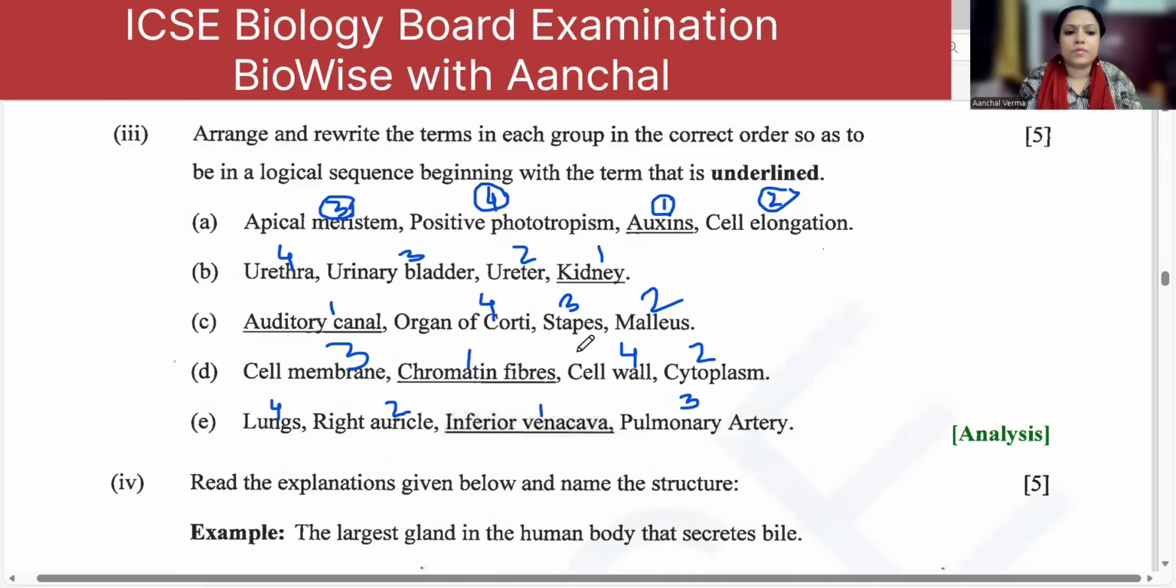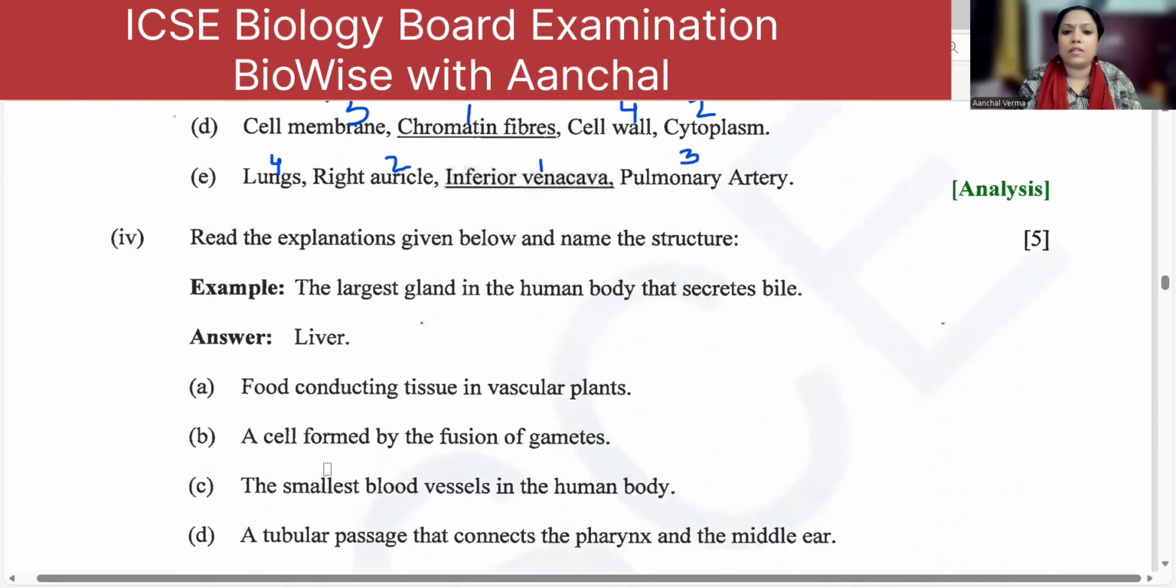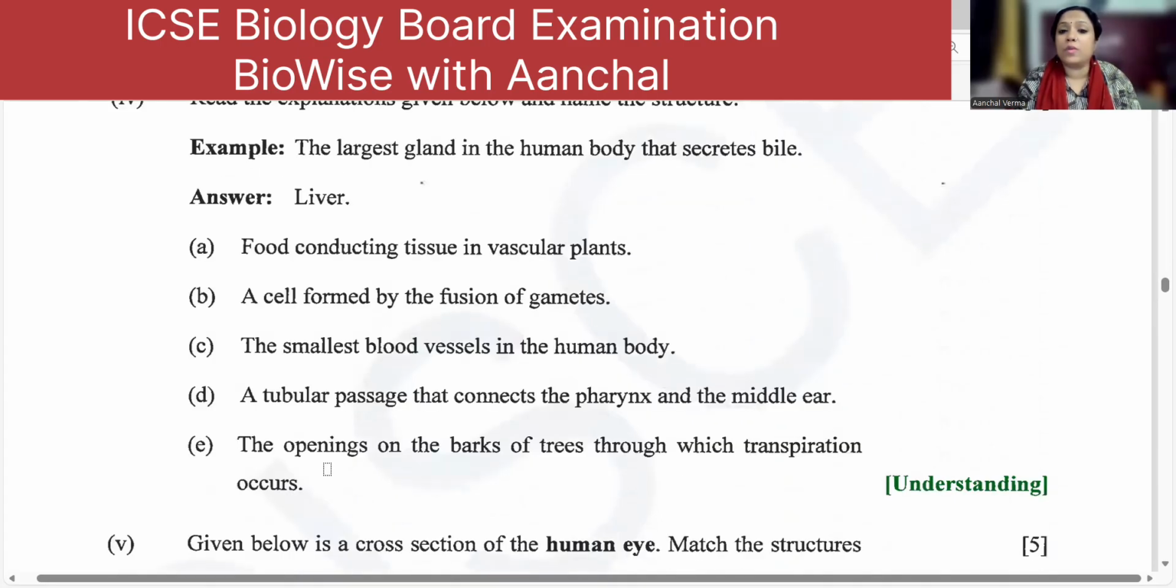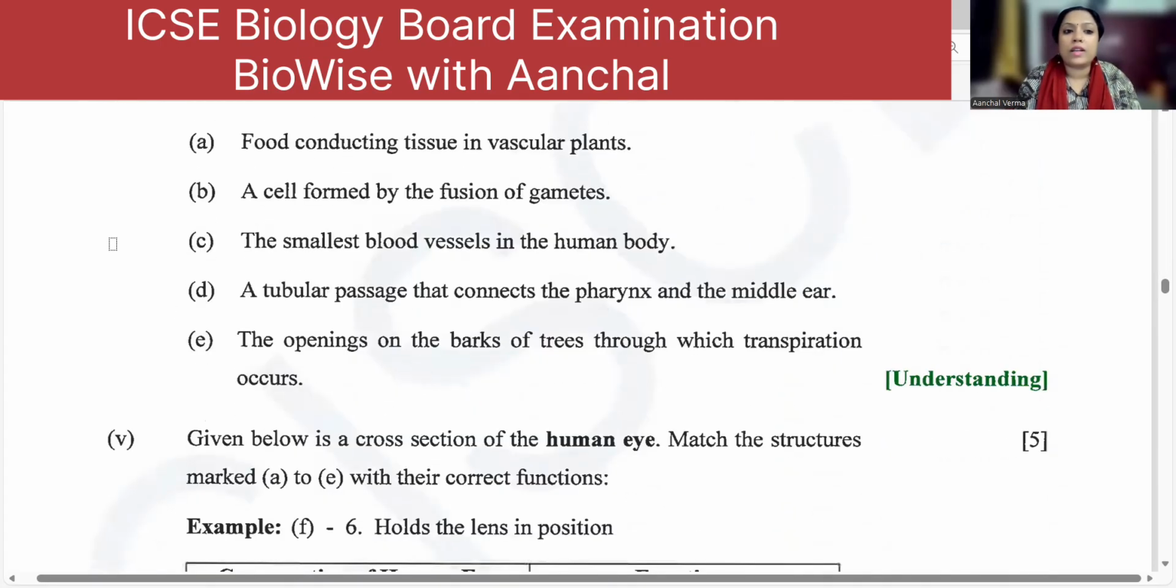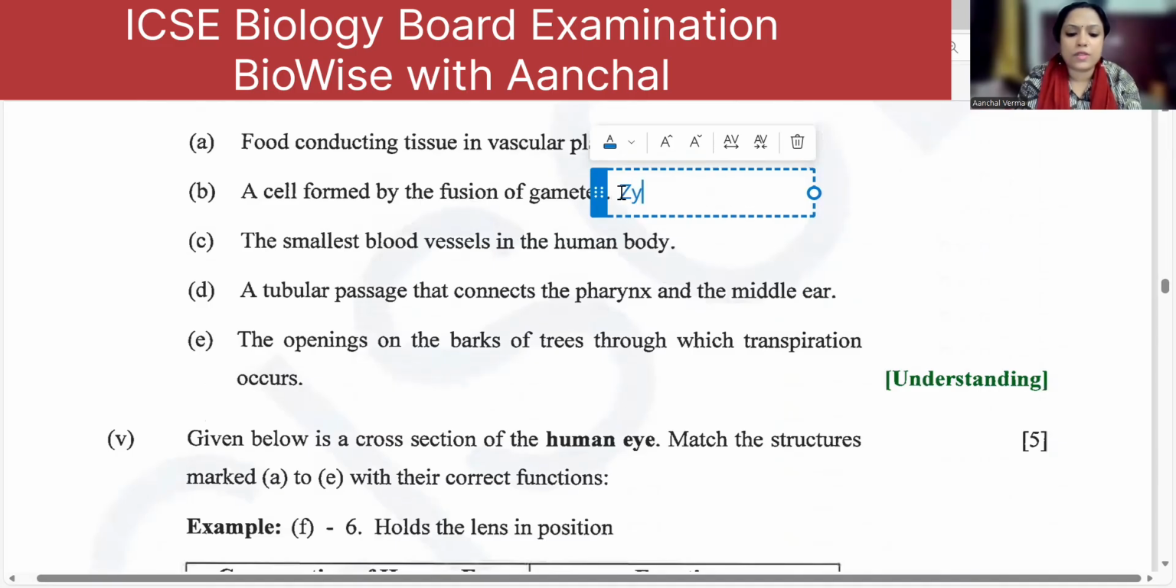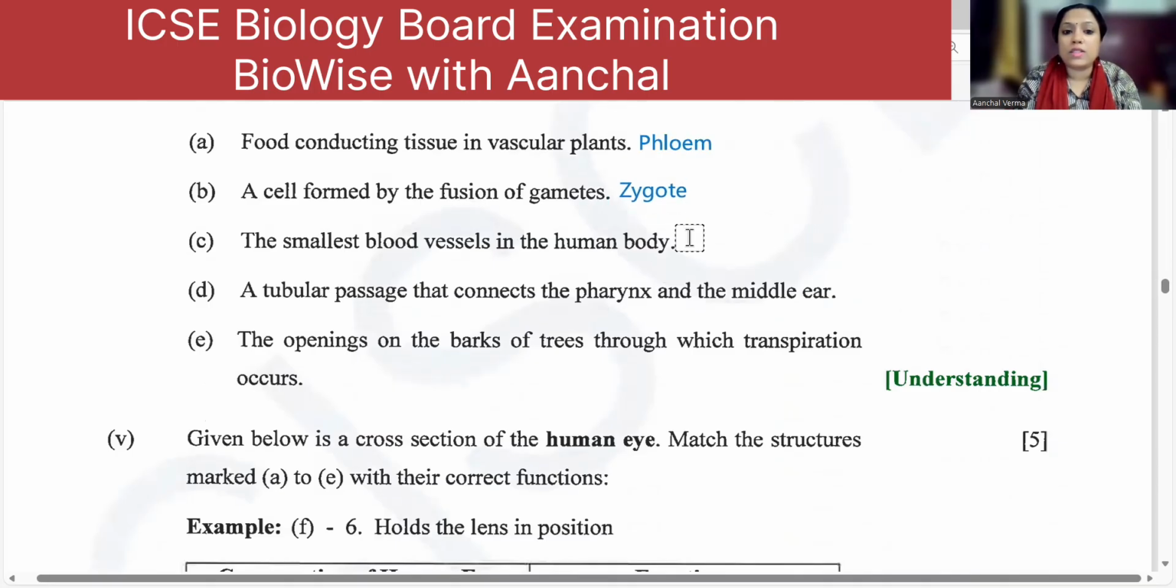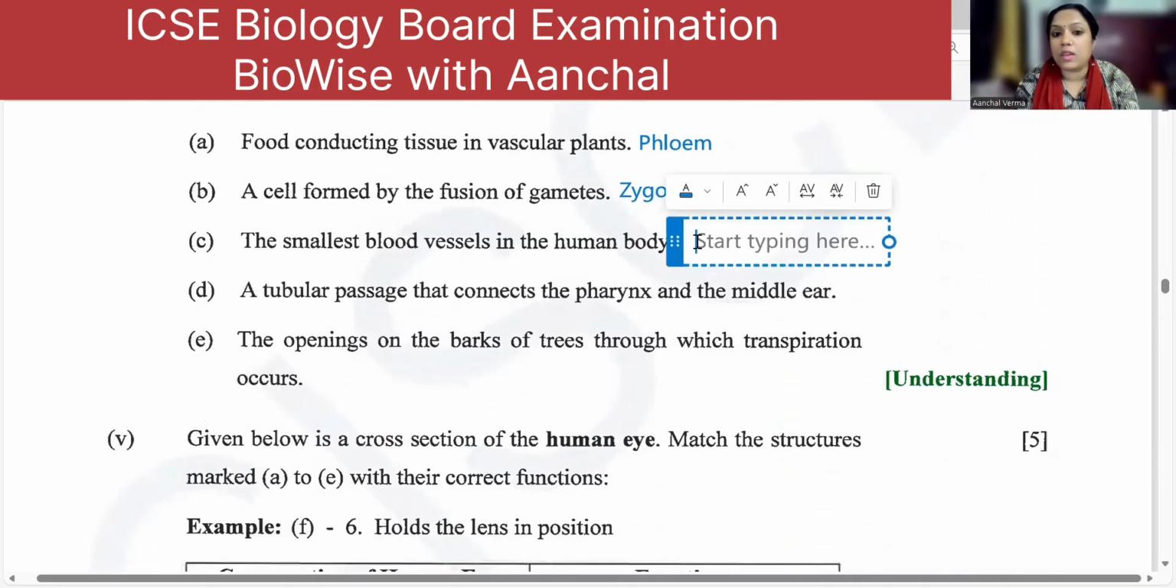Moving to the next. Read the explanation given below and name the structure. The largest gland in the human body, that is given as liver. Food conducting tissue, phloem. Okay. So the answer is phloem. A cell formed by the fusion of gametes. Which cell is formed by the fusion of gametes? Zygote. The smallest blood vessel in the human body. What is the smallest blood vessel? It is the capillaries. Right? It is the capillaries.